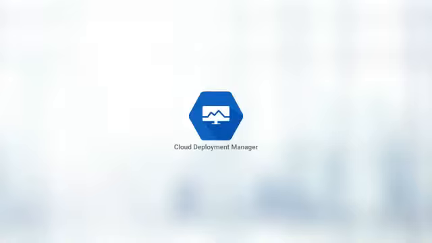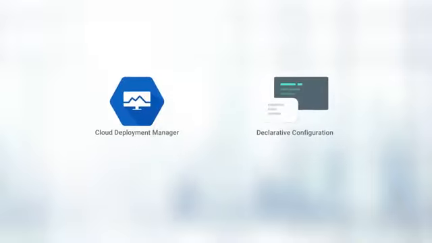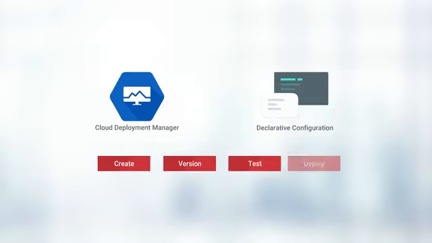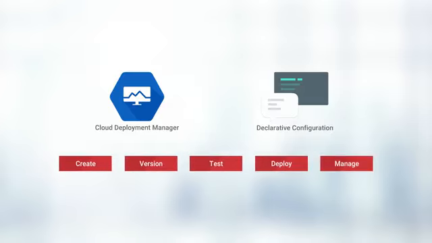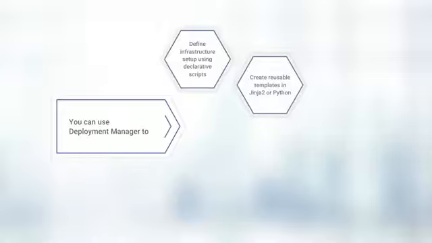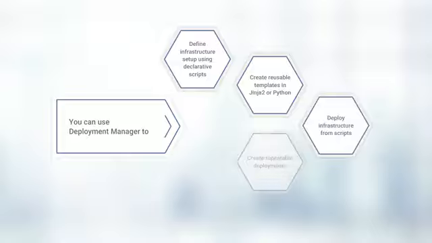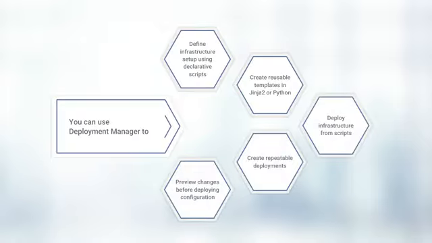Deployment Manager enables you to manage your infrastructure as declarative configurations. This gives you the ability to create, version, test, deploy, and manage versions of your infrastructure, just like you would manage your application's code. You can use Deployment Manager to define infrastructure setup using declarative scripts, create reusable templates in Jinja 2 or Python, deploy infrastructure from scripts, create repeatable deployments, and preview changes before deploying configuration.